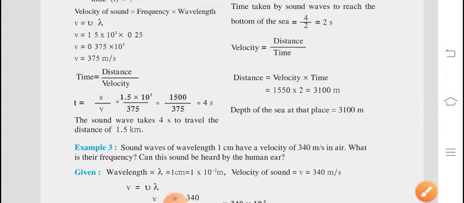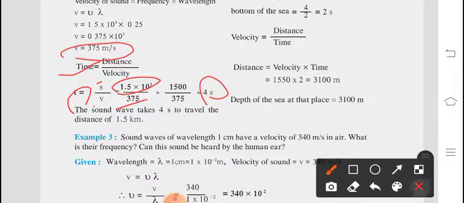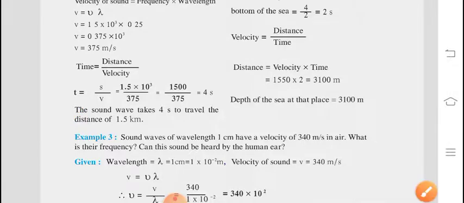But we have to find time. So we have a formula for time, that is time is equal to distance upon velocity. For distance we use s, and for velocity we use v. So we can substitute the values. Distance is 1.5 into 10 to the power of 3, and velocity which we got is 375 meter per second. Divide these two and you will get the final answer, that is our time. So we can write the final answer: the sound wave takes 4 seconds to travel the distance of 1.5 kilometer.